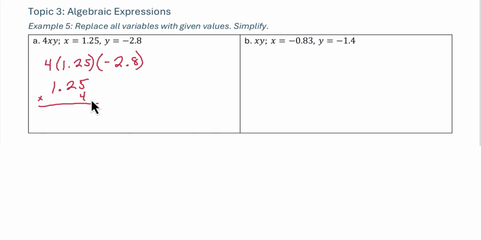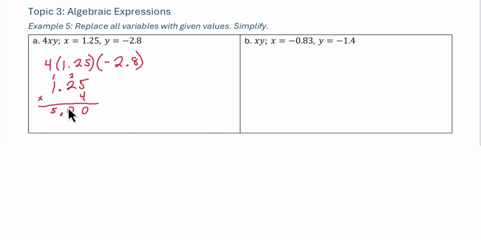4 times 5 is 20. Carry the 2. 4 times 2 is 8, plus 2 is 10. Carry the 1. 4 times 1 is 4, plus 1 is 5. Then we count the number of decimal places in the factors. There are 2 decimal places in the factors, which means we need 2 decimal places in the product. So our product right now is 5.